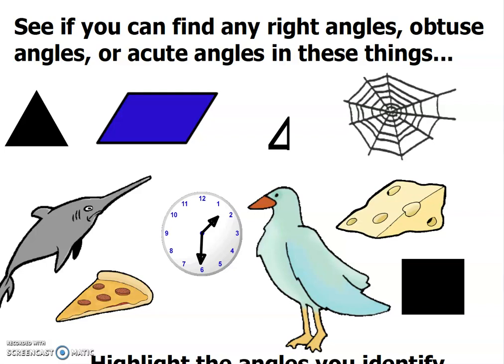So if you found some angles, let's see. This is acute. I'll try a different color. This is obtuse, acute. Oh, look, inside the spider web, that's acute. This is acute. Obtuse on the clock. Ooh, this is an acute angle. This beak's acute. These are right angles. And the corner of this pizza is acute.